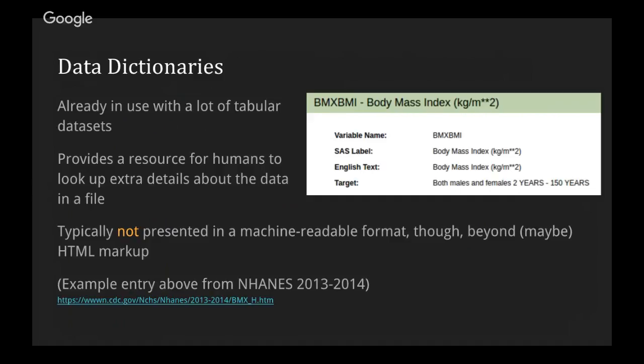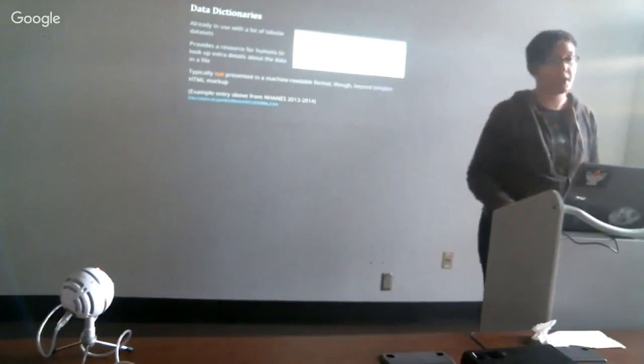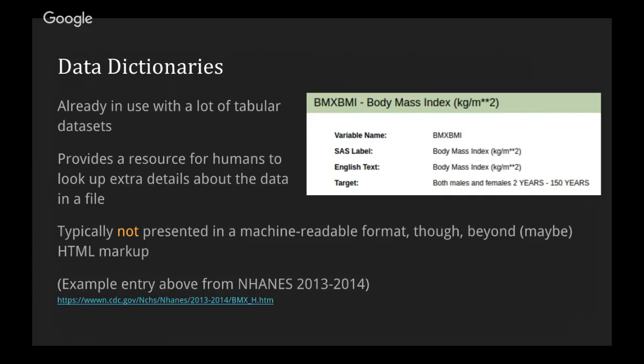It will often give you things like the measurement units. It might have other details like the precision of the readings and the range of the readings. This one here has the target, both males and females, 2 to 150 years. So there'll be extra information like that. And so we already have these. They're not frequently in a machine-readable format. This one came from the NHANES webpage, so there's some HTML markup, but that's more than you get with a lot of them. For example, with the Jefferson Project tools, maybe you have a PDF of the manual with your lookup of what all those numbers mean.